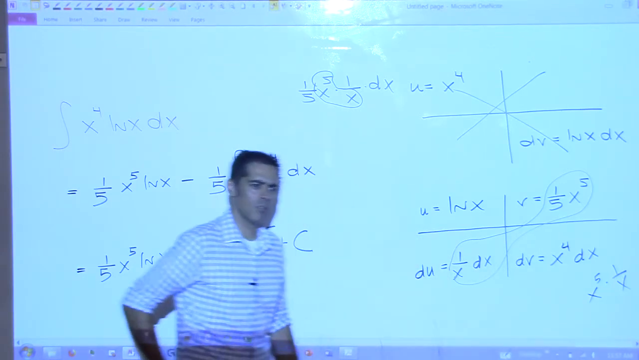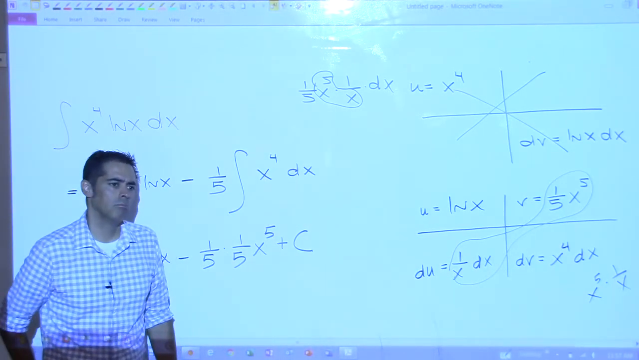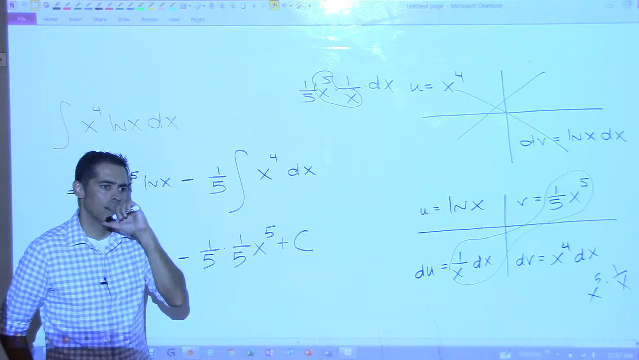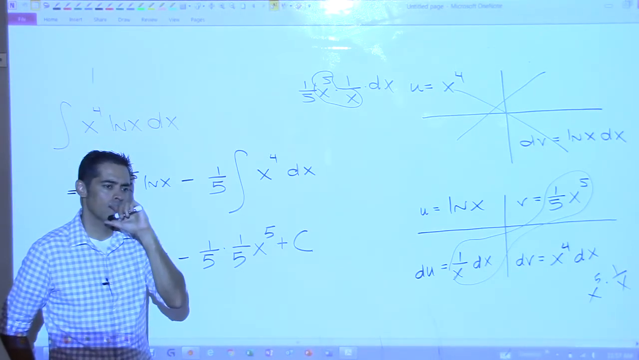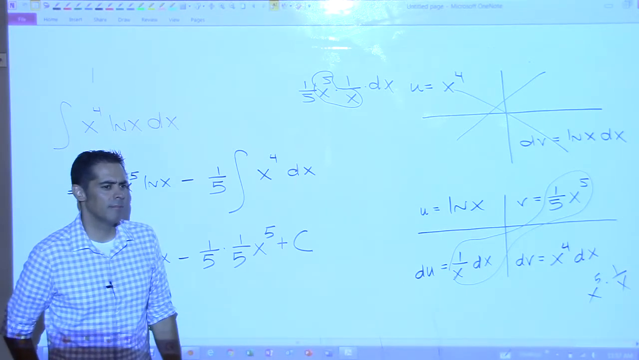You had a table for your quotient rule? Yeah. So really, f of x, and then you have a g of x, and then g prime, and then you would multiply across. Yeah, I'm not familiar with that.